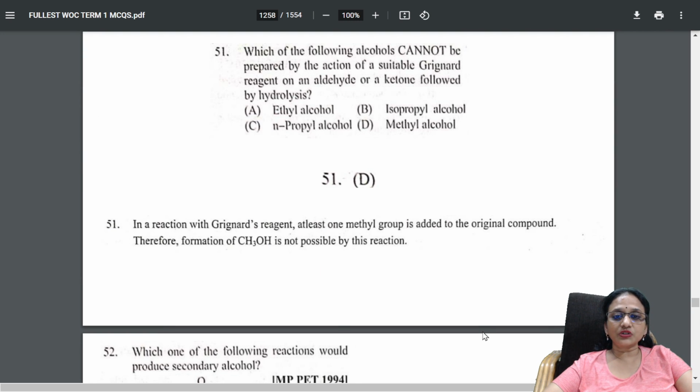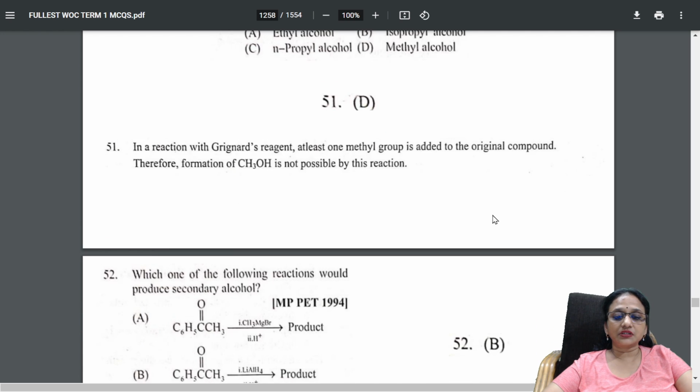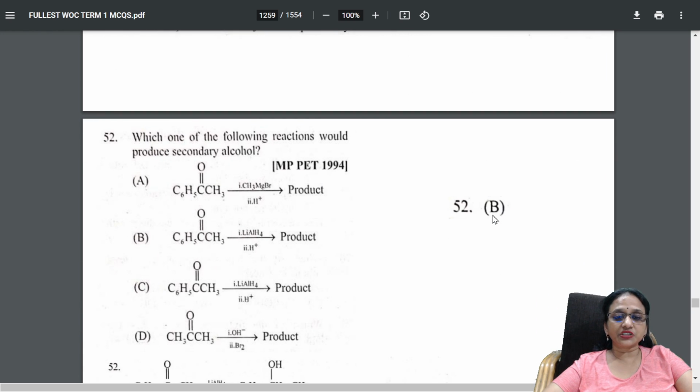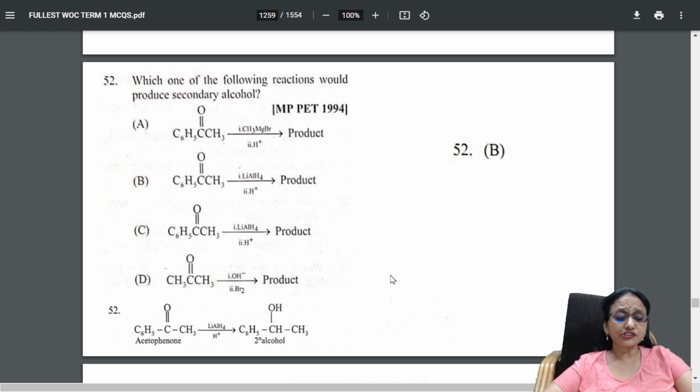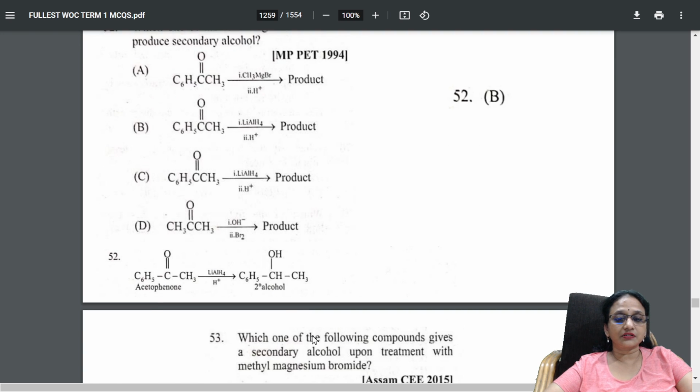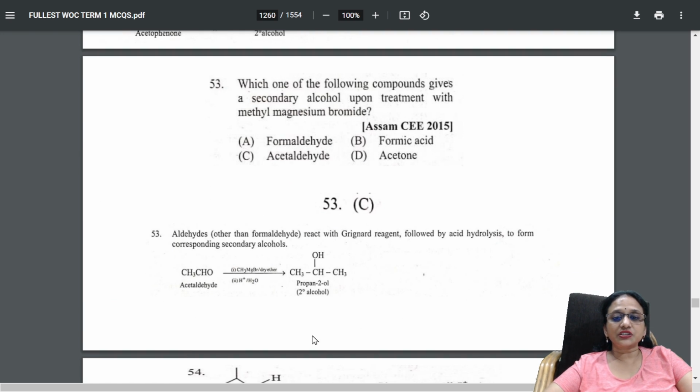Next important, slowly from there with the Grignard's, different combinations of reactions are there. Just check one more combination with Grignard's. So they're going to ask which of the following reactions produce secondary alcohols. Easy. We very well know aldehydes produce primary alcohols. Ketones produce secondary alcohols. Correct. Slowly, gradually, we have secondary alcohol reactions.